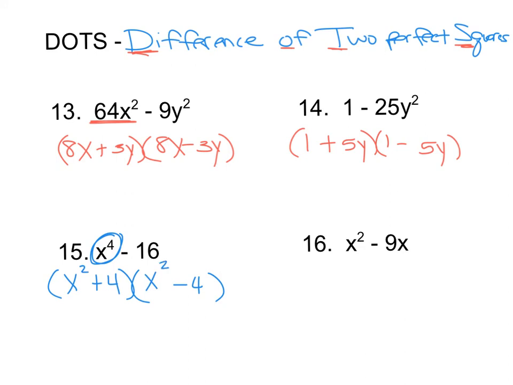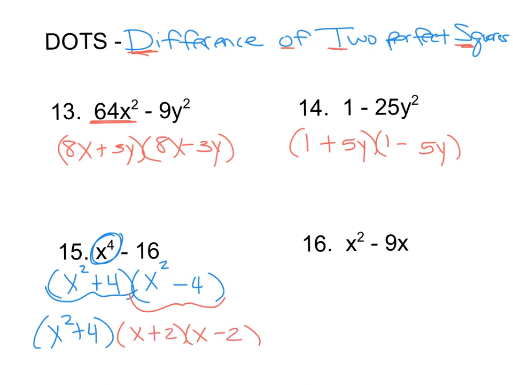Now, here's the tricky part. We're actually not done. Now, x squared plus 4 is not subtraction, so you can't do anything there. So I'm going to leave it. However, look at x squared minus 4. That looks just like those other ones we were doing, so we can actually factor that again. x times x is x squared, plus 2, minus 2. And like I said before, the plus one you can't do anything to.